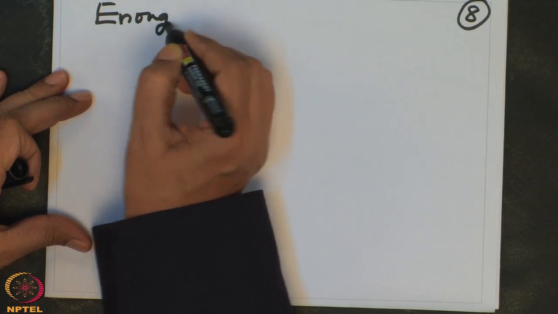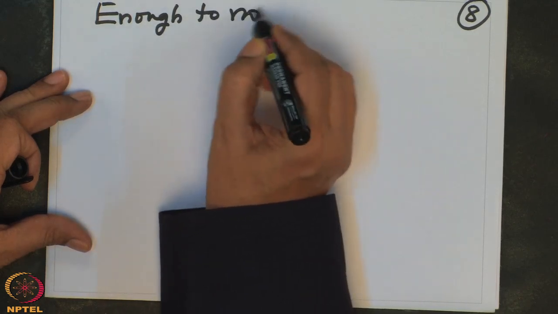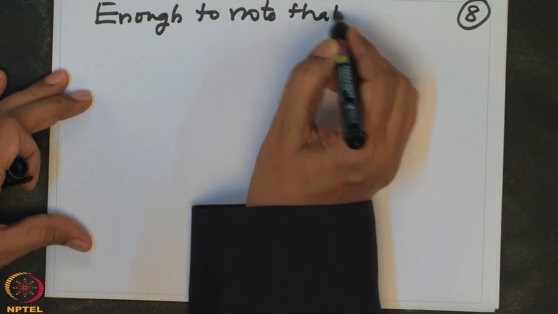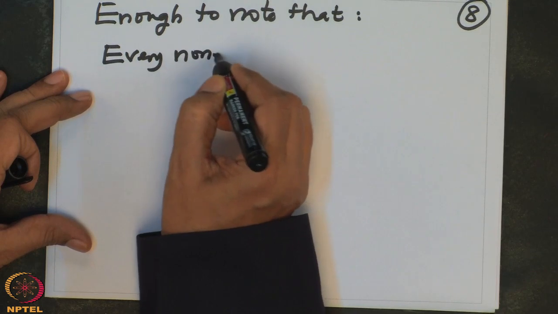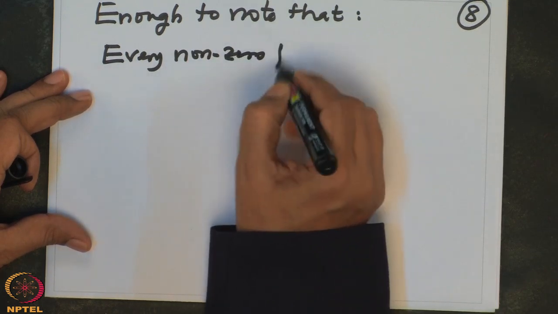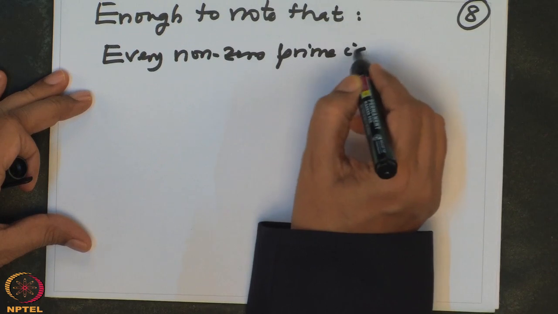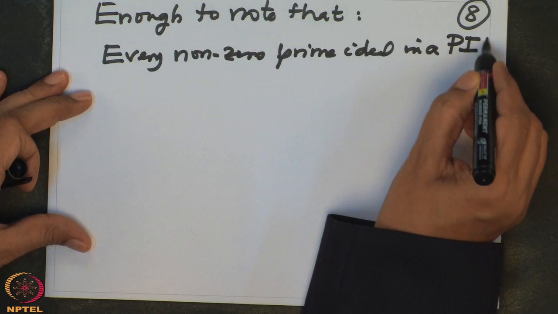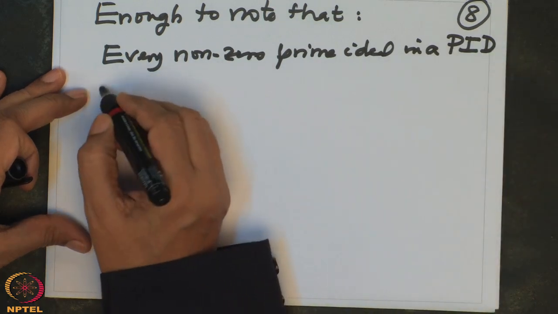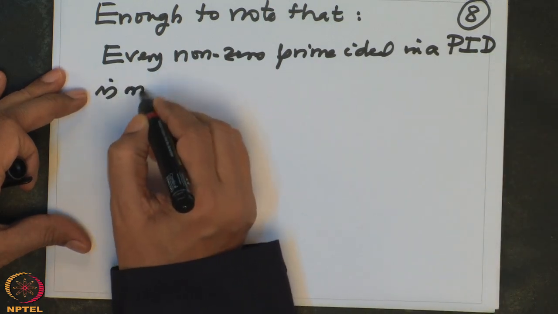So it is enough to note what you have learnt in an earlier course: every non-zero prime ideal in a PID is maximal. PID stands for principal ideal domain.